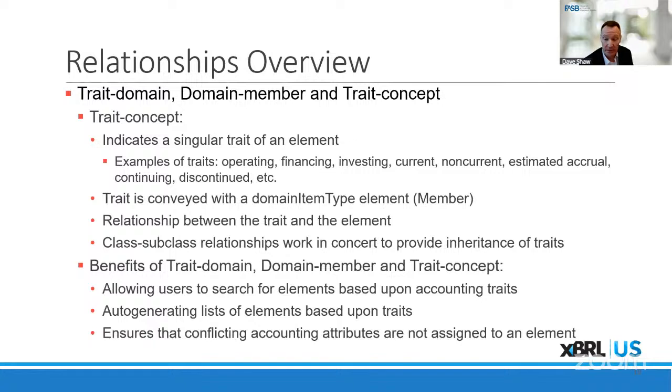The benefits of providing these relationships in the meta model is that it allows users to search for elements based upon the accounting traits that have been assigned to them. You can auto-generate lists of elements based upon the traits you're looking for. And it also ensures that conflicting accounting attributes are not assigned to an element.